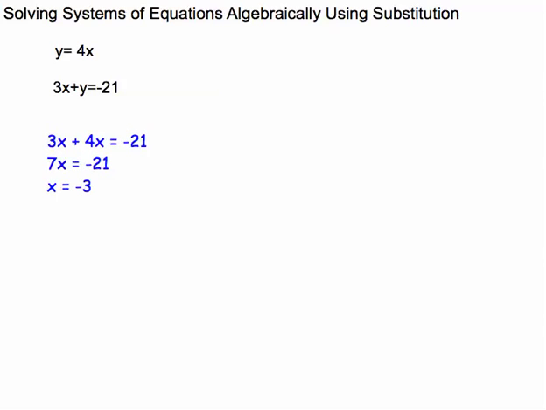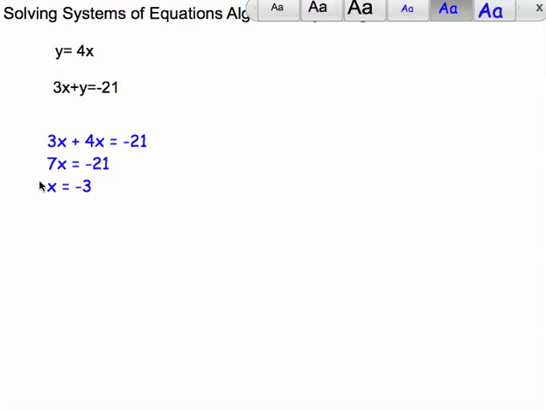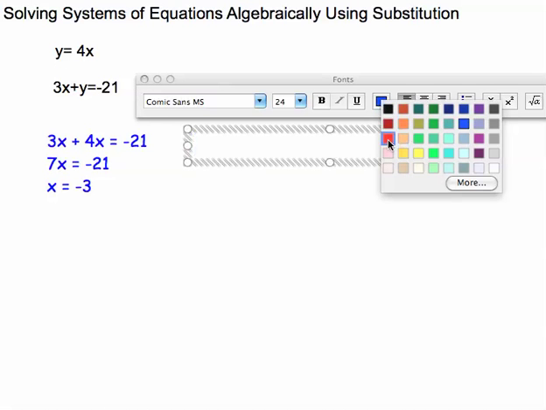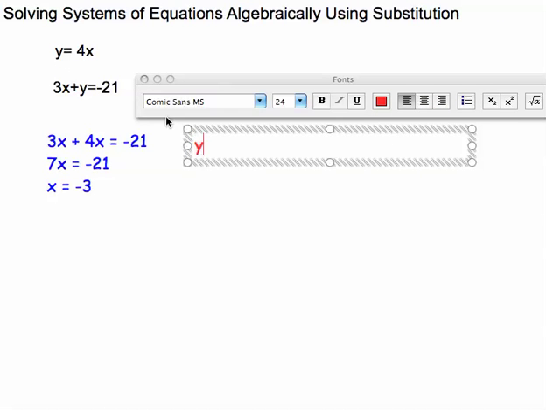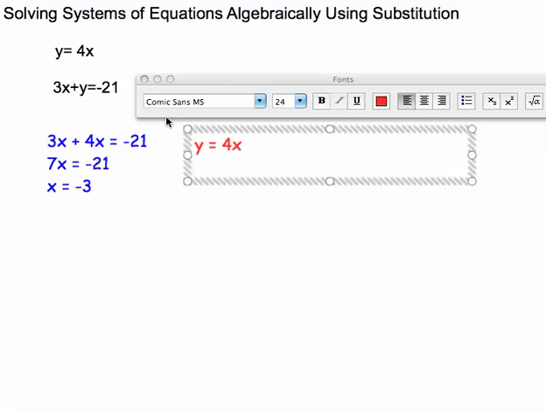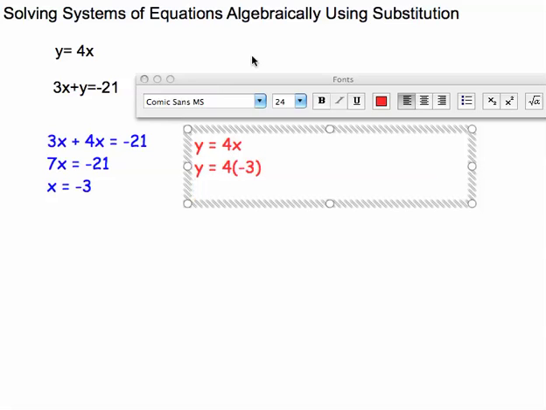And then once you get that value for x, it's the same thing as the elimination method. You just take one of the two equations, whichever one's easiest for you, and you substitute in that x value to find y. So I'm going to use the top one, y equals 4x, because it just seems a lot easier to me. So I take that x value, negative 3, and I get y equals 4 times negative 3. And when I evaluate 4 times negative 3, I get y equals negative 12.